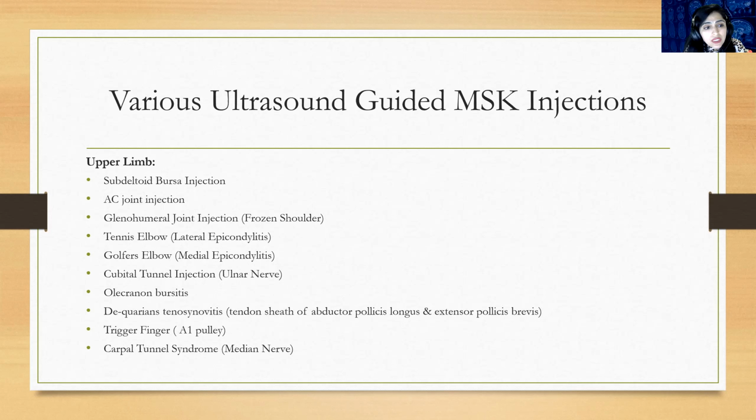Then the acromioclavicular joint injection we can do. Then glenohumeral joint injection can be done for the osteoarthritis and for the frozen shoulder.